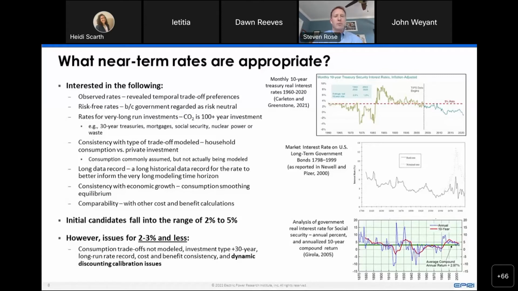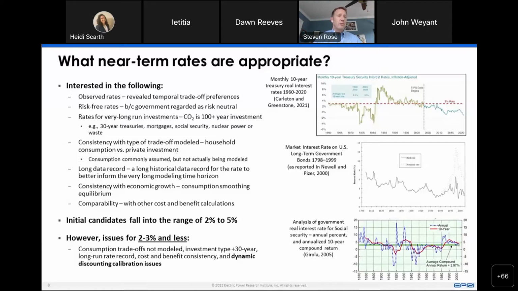A long data record is also important. Because of the time horizon we're projecting, which is multiple centuries, we need to be looking at historical data that has as long a time horizon as possible. So we're not looking at rates associated with today or even 10 years ago or 20 years ago, but really looking back as far as possible to learn more about the potential variability in rates over time. Some examples: Social Security is shown on the bottom chart on the right, and you see another example from work that Billy Pizer did with Richard Newell in the middle with respect to long-run government bonds.